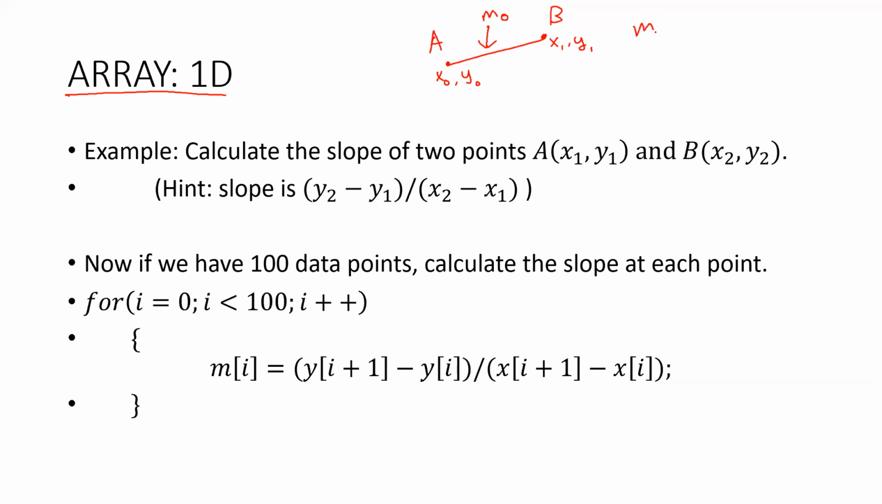Okay, dan M of 0, saya buat dalam bentuk pseudocode dulu. M of 0 sama dengan y1 minus y of 0 divided by x1 minus x0. Okay. Sekarang ni yang kita buat satu-satu. Kalau kita ada 100 data points, we need to calculate the slope at each point. So contohnya kalau dalam kes ni kita cuma ada satu saja slope, saya nak buat macam mana?